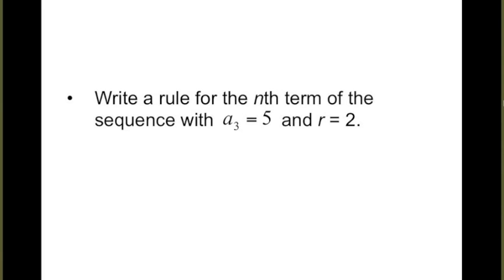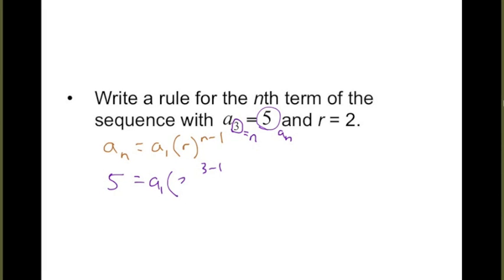This problem, once again, wants us to write a rule, but we're not given the beginning of the sequence here. We're given a term in the sequence. By giving us that term in the sequence, we've actually been given 2 pieces of information. We've been given that when n is equal to 3, a sub n is equal to 5. We're given a term down the line that when we plug in a 3 to our rule, we should get a 5 out. We don't know what the first term is, but our ratio, we're told, is 2.